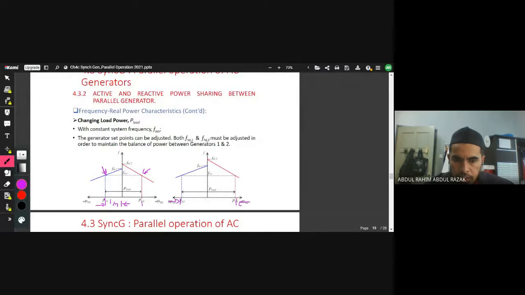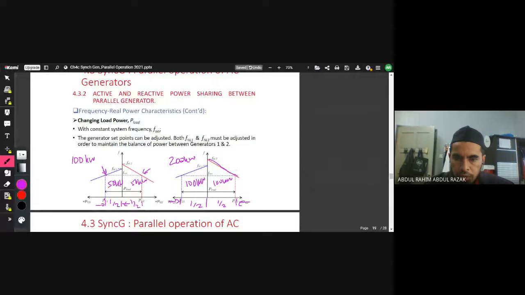So here it is half and half. If you want to maintain half and half power sharing, let's say we are delivering 100 kilowatt, this portion is delivering 50 kilowatt and this portion is also 50 kilowatt. When we increase the power demand to, let's say, 200 kilowatt, we want to make sure that both are supplying an equal amount, 100 kilowatt each.